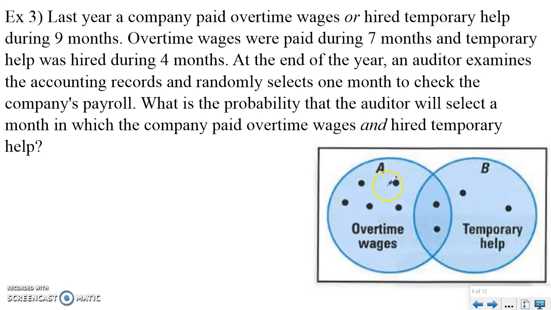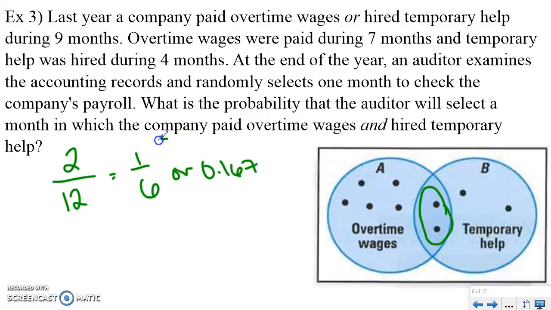If we count, we have 1, 2, 3, 4, 5, 6, 7 months where they paid overtime wages, and 1, 2, 3, 4 months where they hired temporary help. And then we have 2 months in the middle where they actually did both. So if we keep that in mind, that means there's a total of 9 months here where they had to pay either overtime or hire extra help. Now, the probability that the auditor will select a month in which the company paid overtime wages and hired temporary help is this overlap here, so that happened twice. And keep in mind, even though there's only 9 months here, there are still 12 months in a year. So 2 divided by 12 is 1/6, or 0.167.